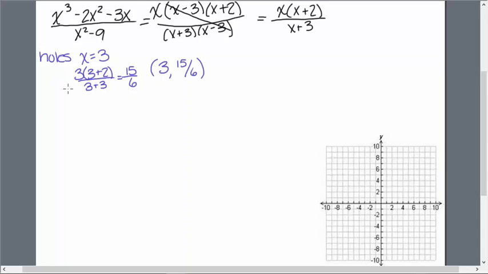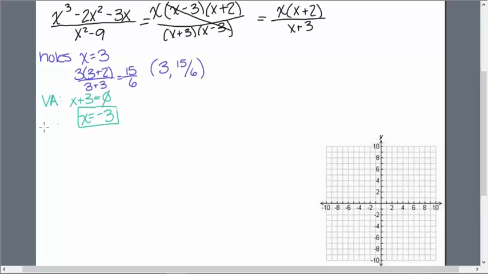The next one I'm going to do is vertical asymptote. The vertical asymptote is whatever is left in the denominator. So here I have x plus 3 left in the denominator. I'm going to set that equal to 0 and solve. So I have a vertical asymptote at x equals negative 3.